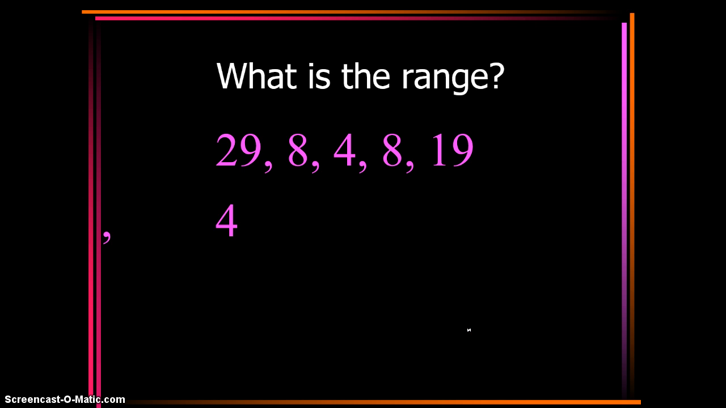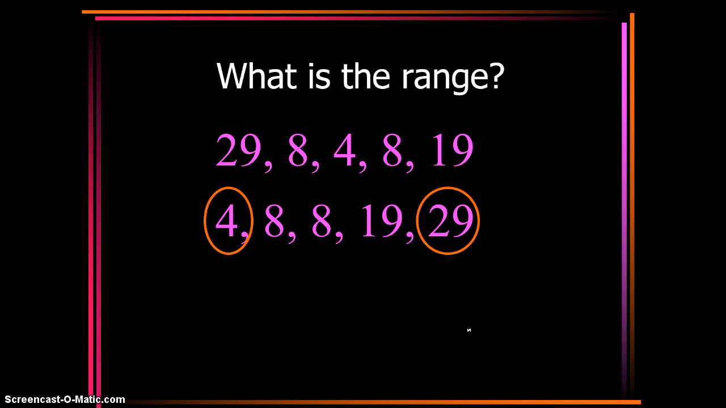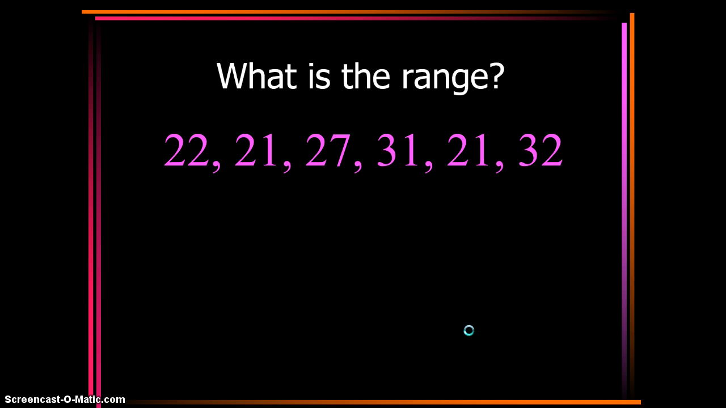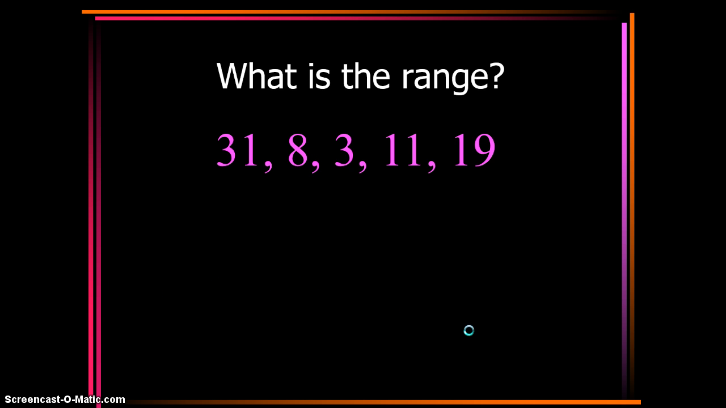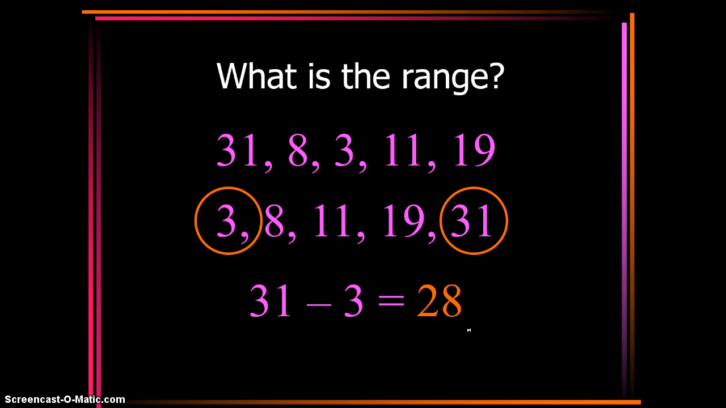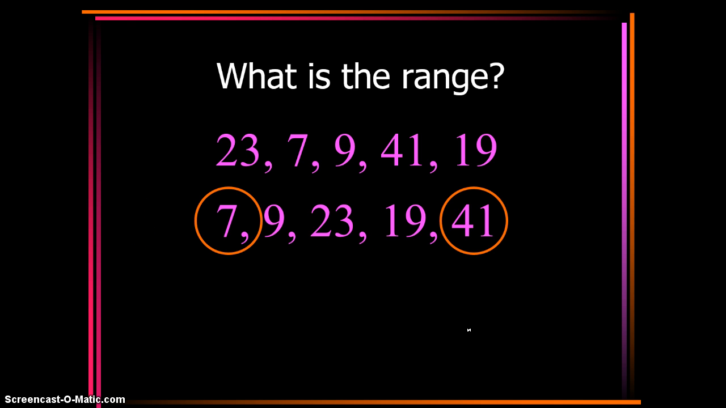Okay, for this set, our smallest number is 4, our greatest is 29, and our range is 25. And then for this set, our smallest number is 21, our greatest number is 32, and our range was 11. Our largest number is 31 here, and the smallest number is 3 here. So the range between the two is 28. And lastly, our largest number is 41, our smallest is 7, our range is 34.